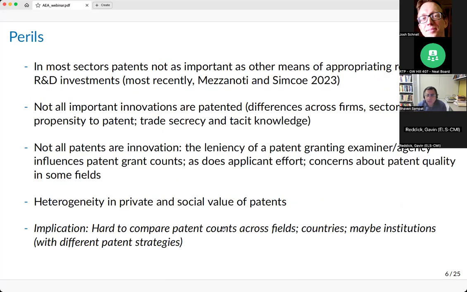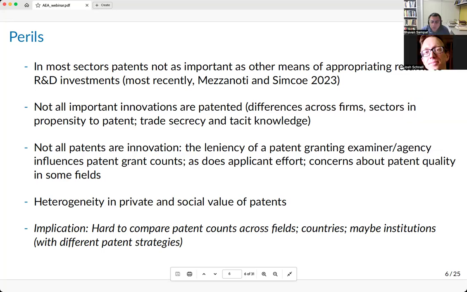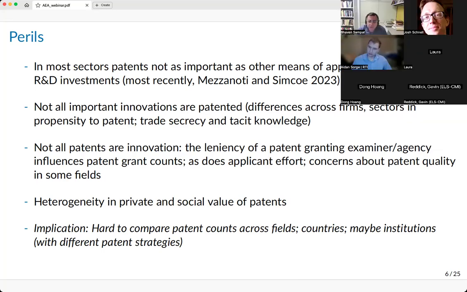But at the same time, there are problems with using patent data, and Griliches certainly gestured towards these. But over the years, over the decades that followed, a number of others have become apparent, and there are large literatures on them as well. So what are some of the downsides?